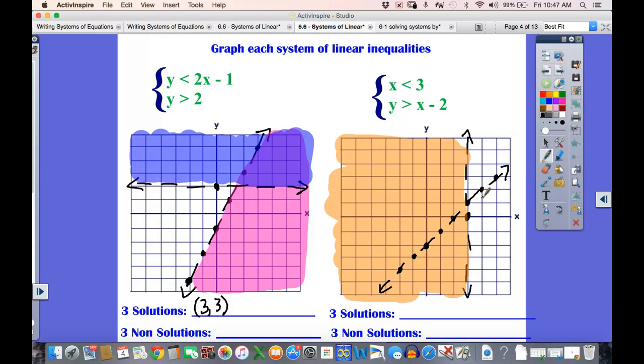All right, so we are shading above the line. What color should I pick? Somebody said gray. Well, that's weird. All right, so shade above the line. So the darker region, y'all see the color coordination, is where my solution lies. And then we pick three ordered pairs that are solutions and three ordered pairs that are not solutions. And then we can always check the ordered pairs in the inequality statement and see if they work. If they work for both, then we know it's a solution.